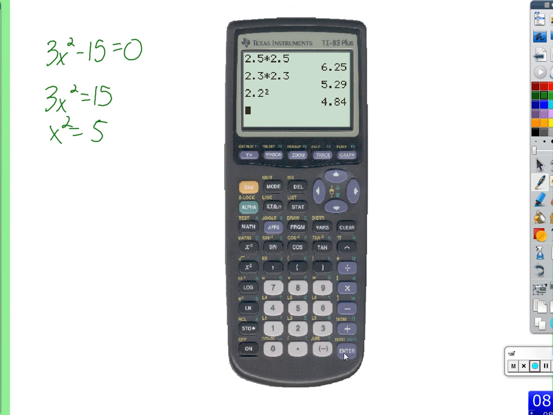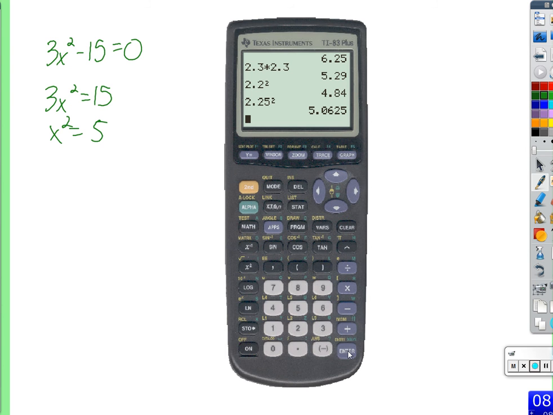So somewhere between 2.3 and 2.2, right? Bigger than 2.2, but smaller than 2.3. Maybe 2.25. Square that. That's pretty close. Okay. So we can just keep messing around with it and squaring this number until we get closer and closer and closer to 5.